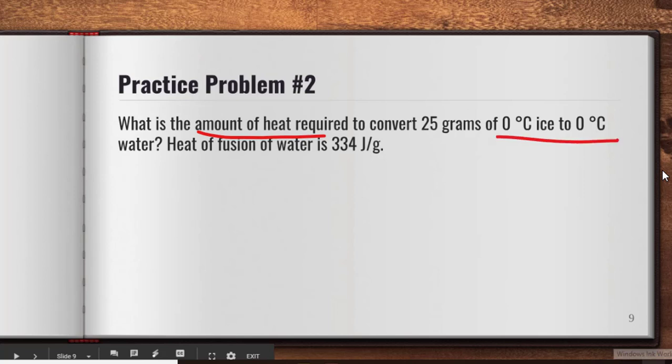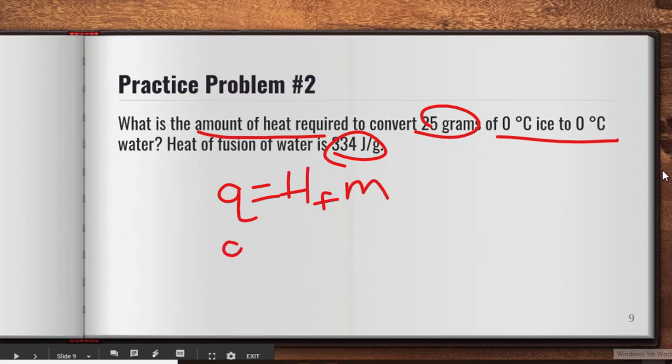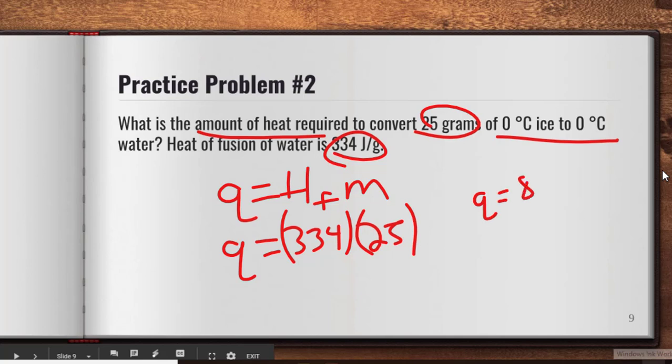Notice there is no temperature change, so it is a phase change. We're given mass and our heat of fusion. So all we do is we plug it into our equation. Q equals the heat of fusion times mass. Q equals 334 times 25. Whew, that's a tough one. Plug into your calculator and solve. Q is equal to 8,350. And again, it's Q, so it's measured in joules.